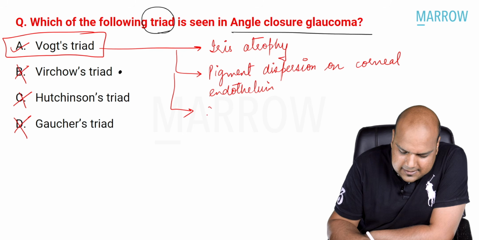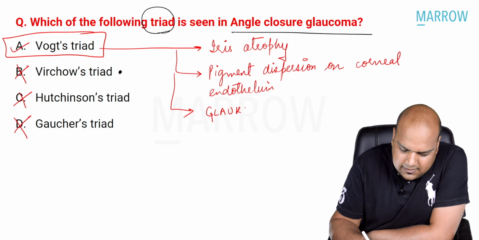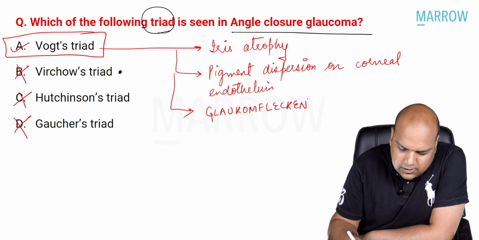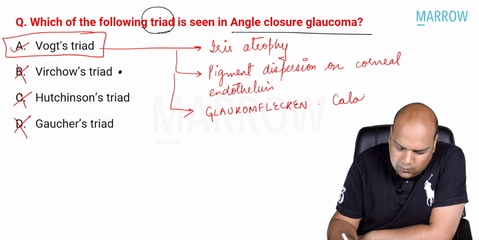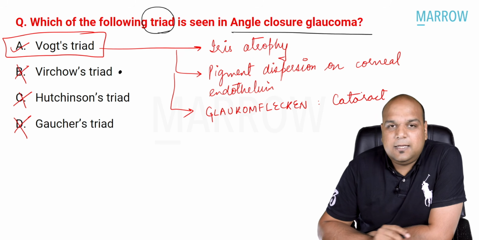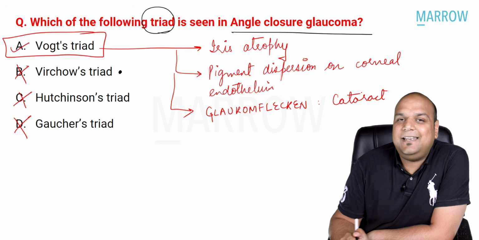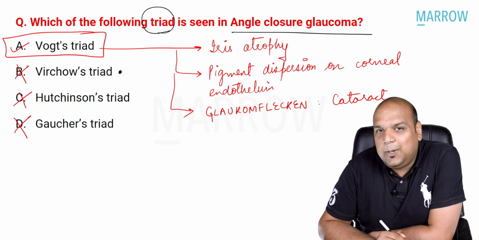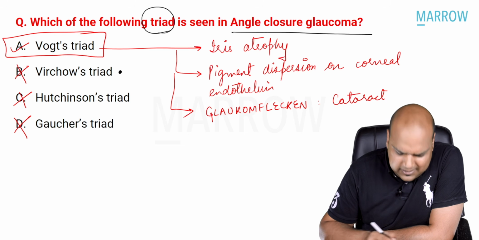Number 3, guys, cataract. The cataract that occurs in angle closure glaucoma is known as glaukomflecken. This is the classic triad, Vogt's triad, seen in cases of angle closure glaucoma. Straight away, a clear-cut question, guys, right?